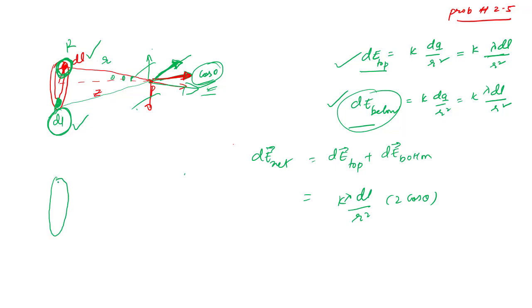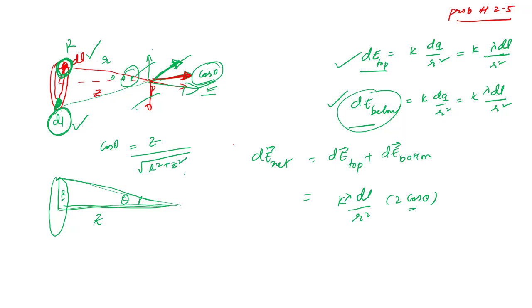So if this is theta, now let's draw this figure a little more clearly. So if this is the circular loop with radius r, and I'm looking at this angle theta here. That is the angle here, theta. So then I want cosine theta, right? Cosine theta is the adjacent side, which is z, and the hypotenuse, which is square root of r squared plus z squared, because this is r and this is z.